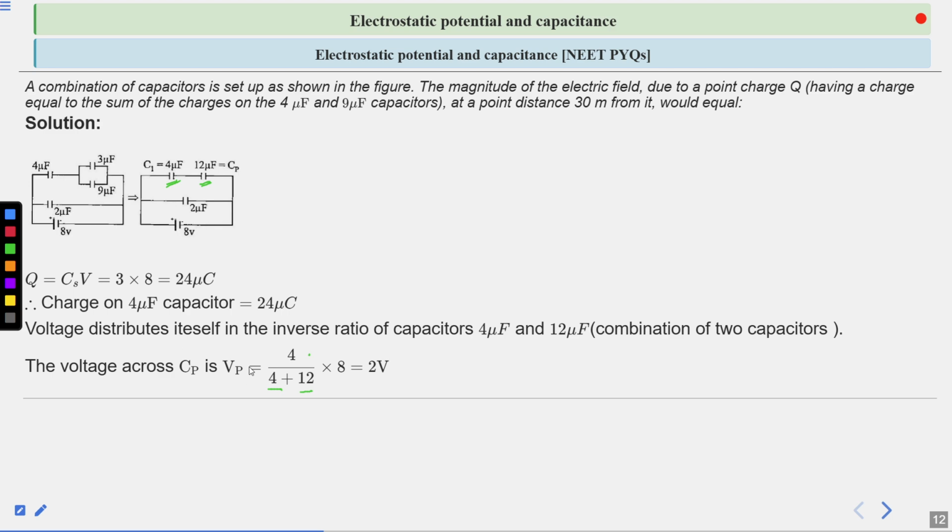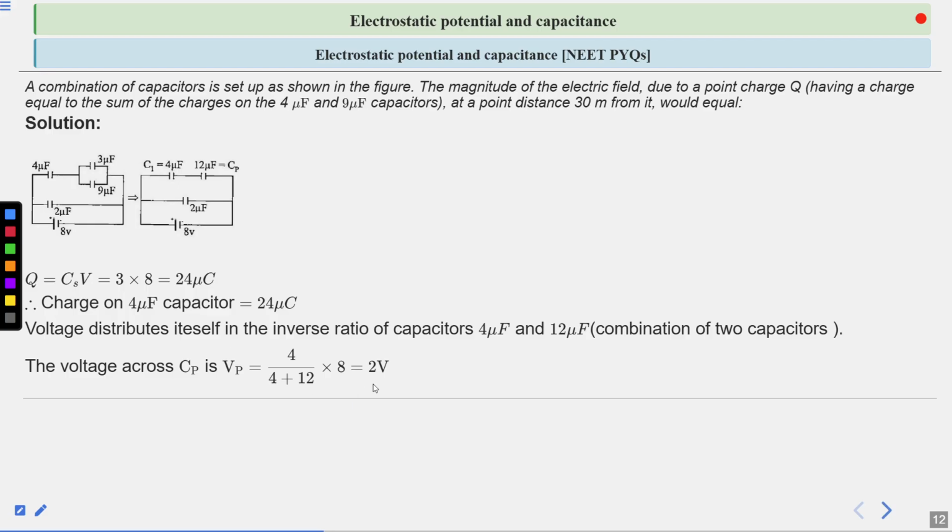Okay, so voltage across CP is VP, which is equal to 4, the capacitance of the other capacitor upon the sum of both the capacitances. Okay, this is the inverse ratio, into 8. What is 8? The total potential across this branch. So the potential across this 12 microfarad, which is the equivalent capacitance of both these capacitors, is equal to 2 volt. Got it?